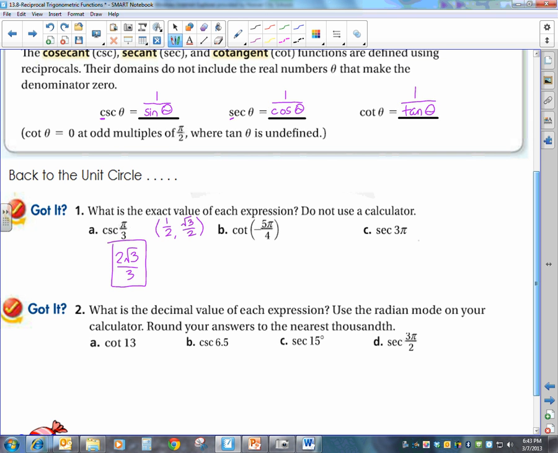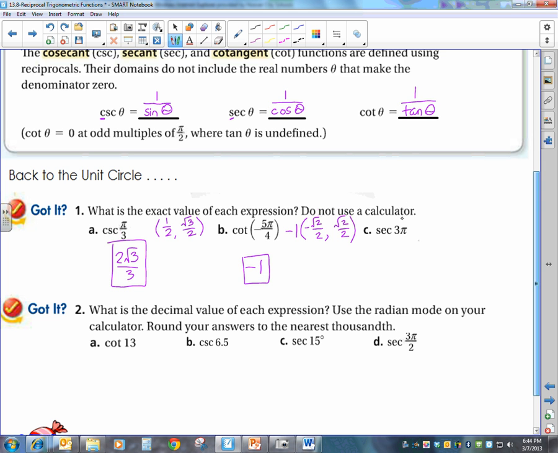Okay, the cotangent of negative 5 pi over 4. Find that on your unit circle. And to help you, in case you have difficulty, 5 pi over 4 is in the third quadrant. So negative 5 pi over 4 is going to be in the second quadrant. So that makes our values negative square root of 2 over 2, comma, square root of 2 over 2. And the tangent, of course, is negative 1. So we need the reciprocal of that tangent value of negative 1. The reciprocal of negative 1 is negative 1.